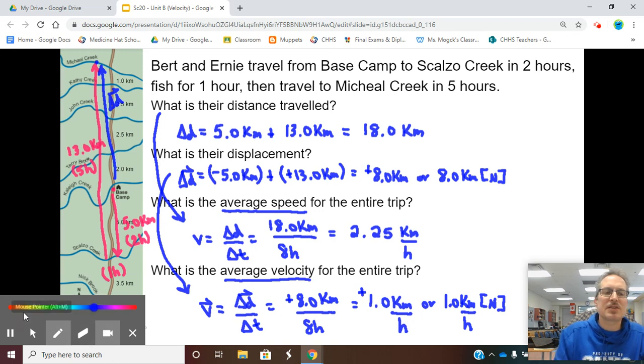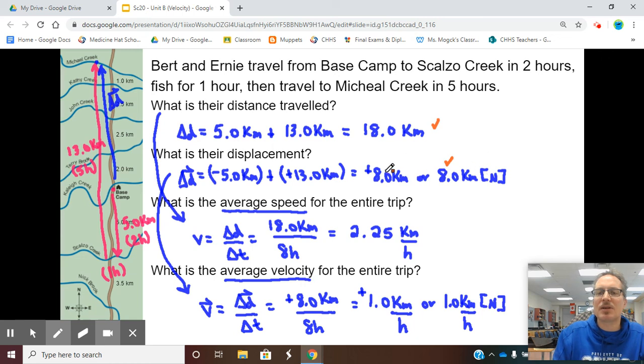So if I was to assign marks on these questions, you would get 1 mark for distance. You would get 1 mark for displacement, must have a unit attached, and must have a direction attached, whether that's positive or north does not matter to me. Average speed would be formula, substitution, answer, and velocity would be formula, substitution, answer. Again, we're looking at having direction.